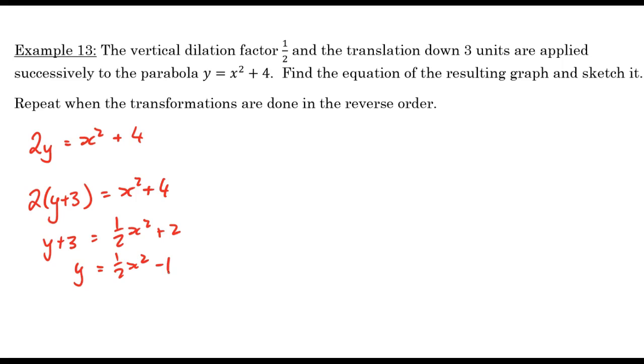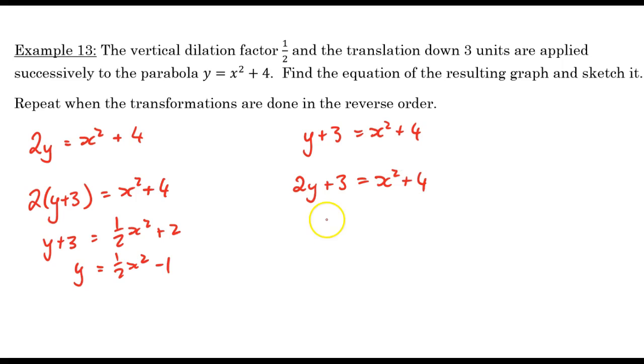Okay. Now, if I do it the other way around, then if I, first of all, translate it down 3 units, I replace the y with y plus 3. y plus 3 equals x squared plus 4. And now I'm going to dilate it by a factor of half. I replace the y with 2y. Now you get 2y plus 3. Right, it's not replace the y plus 3, it's replace y with 2y, so 2y plus 3 equals x squared plus 4.